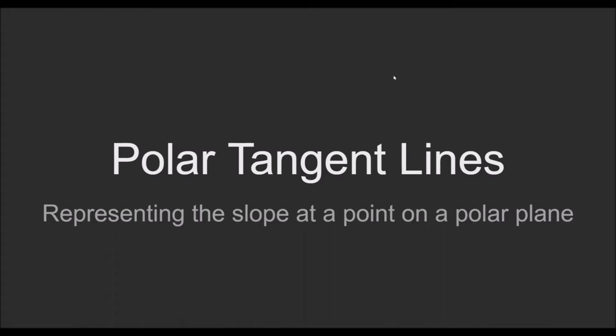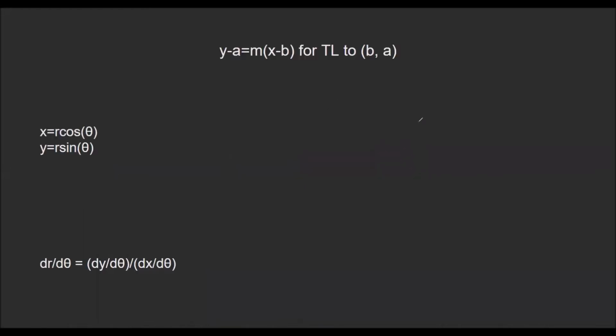Now, this is a way to find the slope at a point, or a representation of a slope at a point of a polar curve, meaning a curve on a polar plane, a plane in which any point can be modeled as a distance and an angle from the origin.